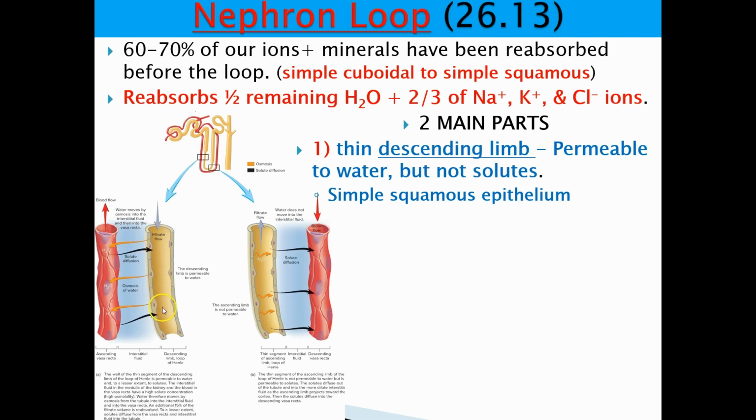And this figure does a nice job explaining what's going on, talking about the vasa recta. So mostly here, if you notice, they're using the term vasa recta, which tells you they're mostly talking about the juxtamedullary nephron being the main one.